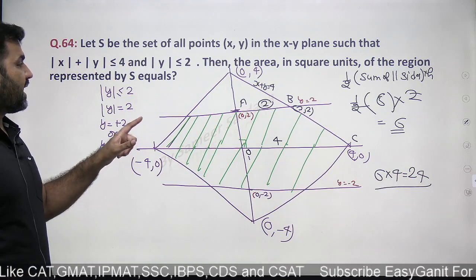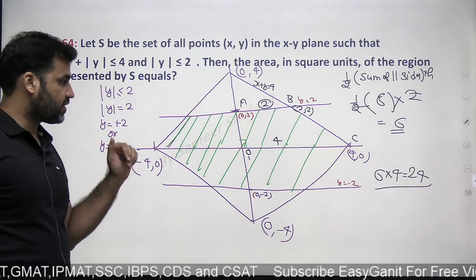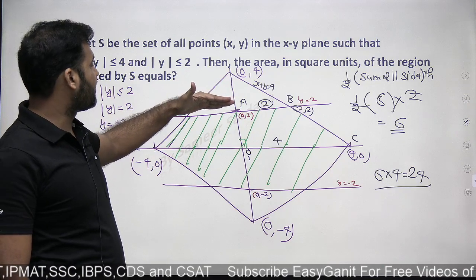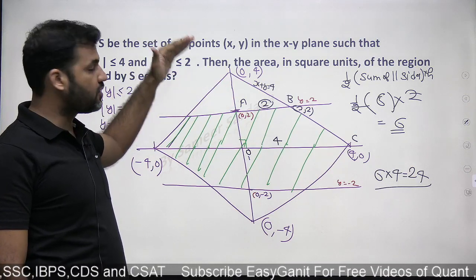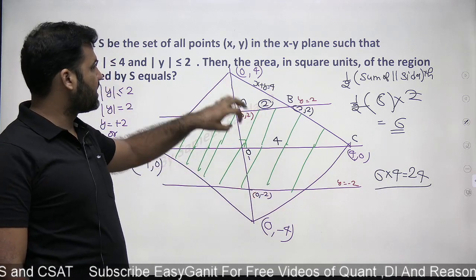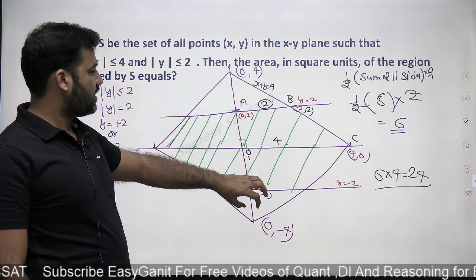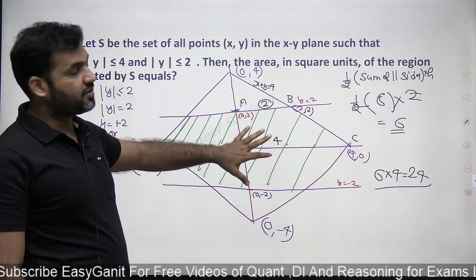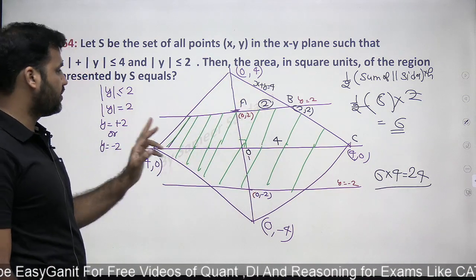This is exactly based on one of the previous year CAT paper questions, but in CAT we were supposed to find out the region in which mod y was greater than equal to 2. That means we were supposed to find out the area of these two triangles, which you can also find. So examiner might ask you this region, right? Or might ask you this region. Beautiful question. You should know how to solve this.